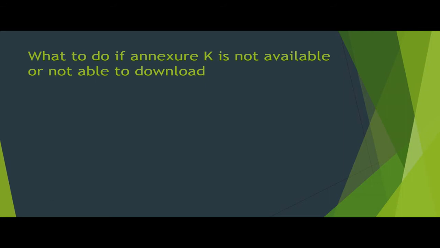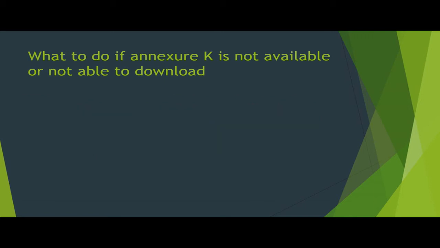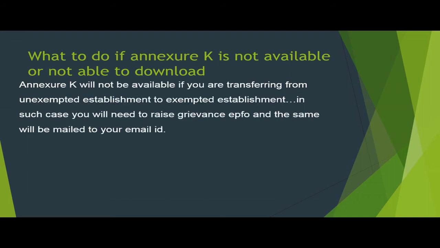What do you do in case the Annexure K is not available or not able to download? Friends, as I said, the option to download Annexure K is available only when an employee makes a transfer from one member ID to another or from the exempted establishment to an unexempted establishment. So if this is not available, that means the transfer is happening from the unexempted establishment to the exempted establishment. In such a case, you will need to raise a grievance with the EPFO department and the same will be sent to you via mail.